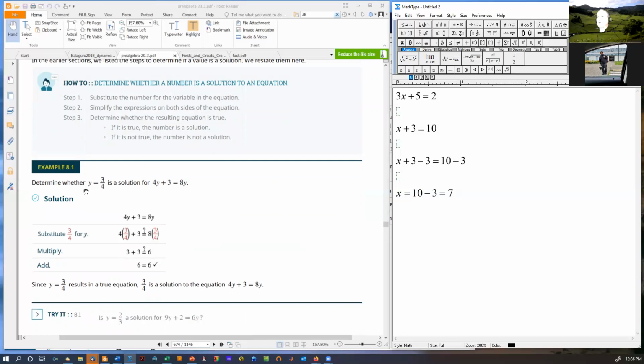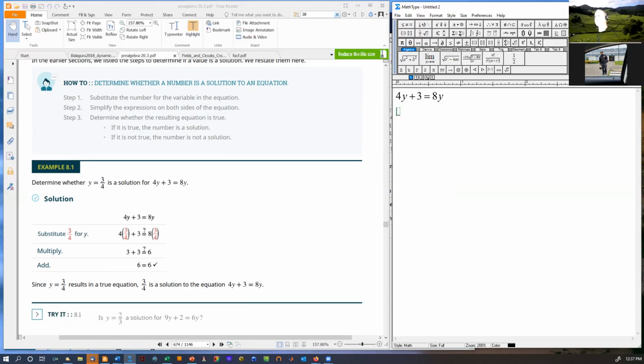The first thing they ask us to do is this example: we want to determine whether y equals 3/4 is a solution for 4y plus 3 equals 8y. Just as we wanted to find the value of x that made the earlier equation true, here we're given a value of y equals 3/4 and want to find out if it is a solution to 4y plus 3 equals 8y.